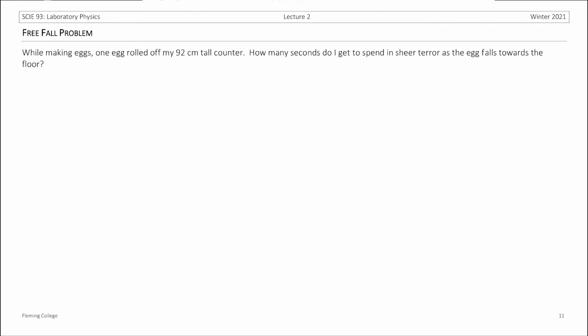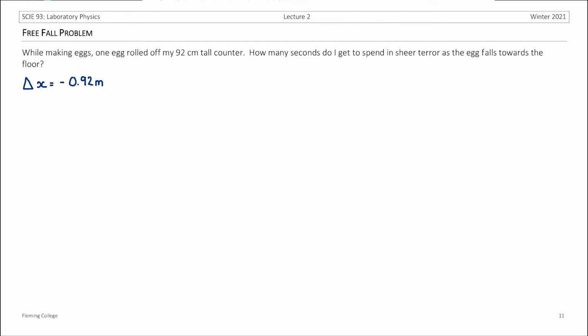We still use the same method to solve this problem. We have to evaluate the information we've been given. We have a distance given to us, 92 centimeters. We can use this as our displacement. Because the value is given to us in centimeters, and we need to work in meters, you need to make a conversion. The other thing to consider is that the egg falls from the top of the counter towards the ground, which means it has a negative displacement as it works its way down.